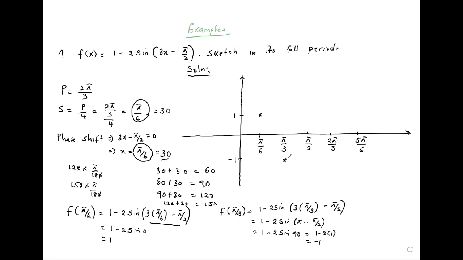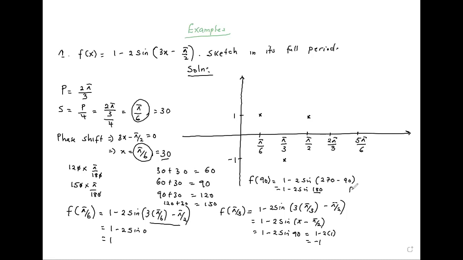Okay, the next one we do for f of 90. That is 1 minus 2 sine (90 by 3 is 270) minus 90. So we're dealing with 1 minus 2 sine 180. Sine 180 is 0, so we just get 1.